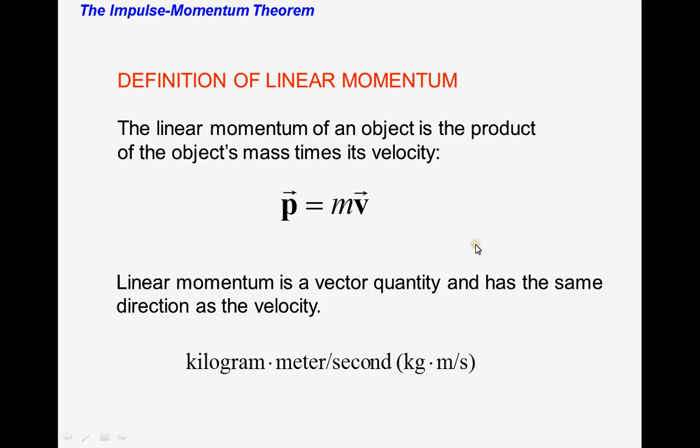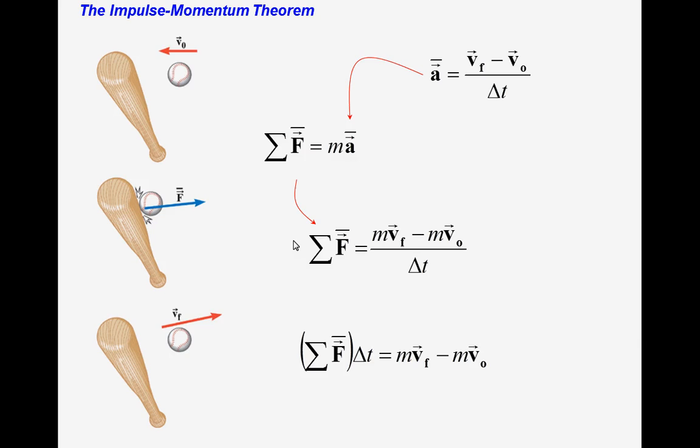So another concept, momentum. Linear momentum of an object is a product of the object's mass times its velocity. Again, no new terms here. Mass is in kilograms, velocity is in meters per second. Momentum is a vector quantity, has the same direction as the velocity. Velocity is a vector quantity. Mass, remember, is a scalar quantity. And so linear momentum, vector quantity that we can describe things here.